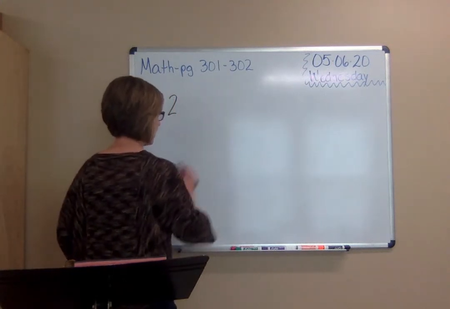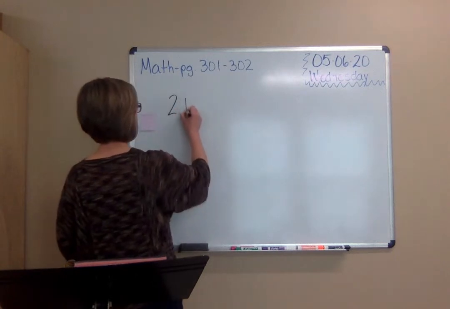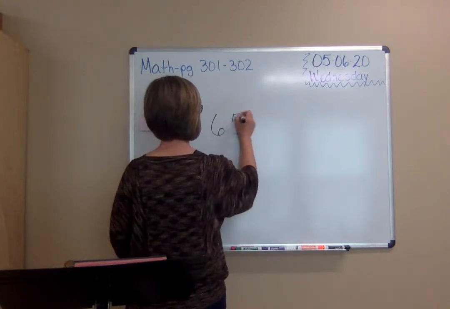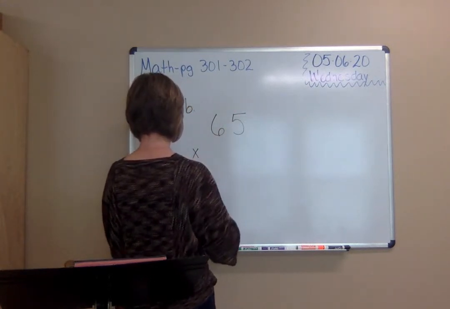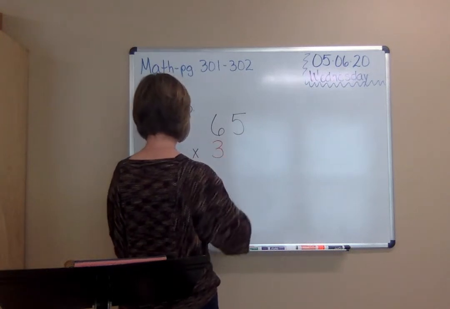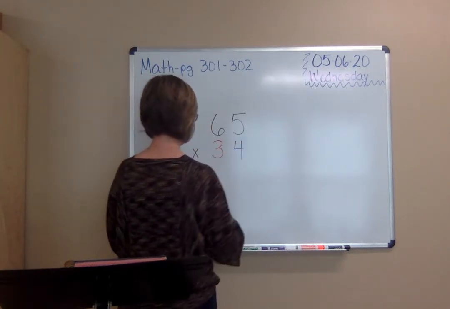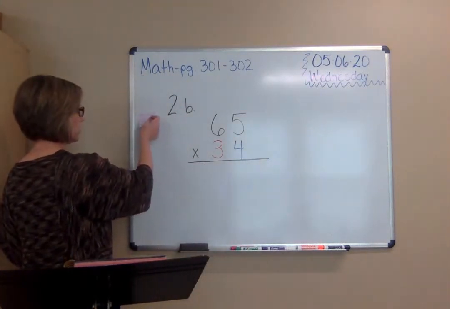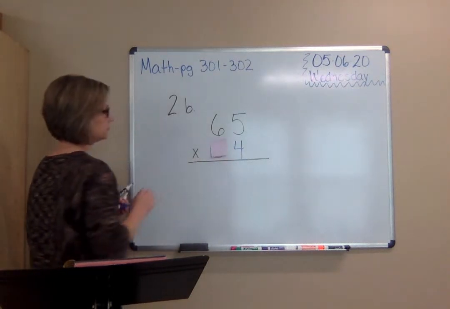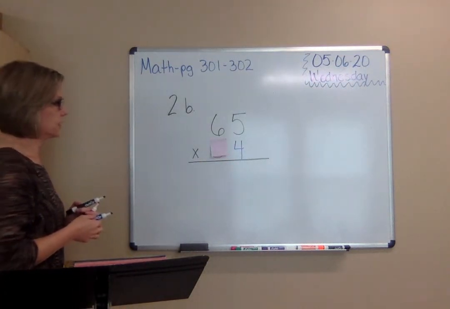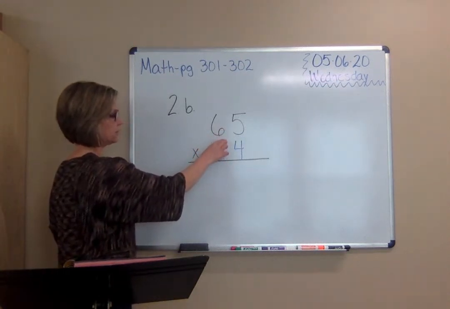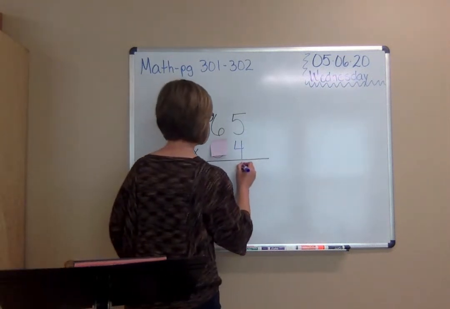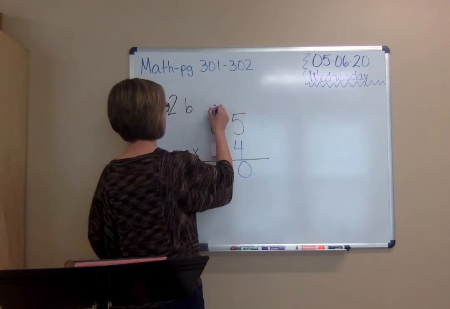You want to go ahead and start, and I'll be ready in just a second. So for 2B, we have 65 times 34. And I'm going to begin in my ones column. Need a 4 table and a 3 table here. Okay, so let's begin. 4 times 5 is 20. 0 goes down. The plus 2 goes up.